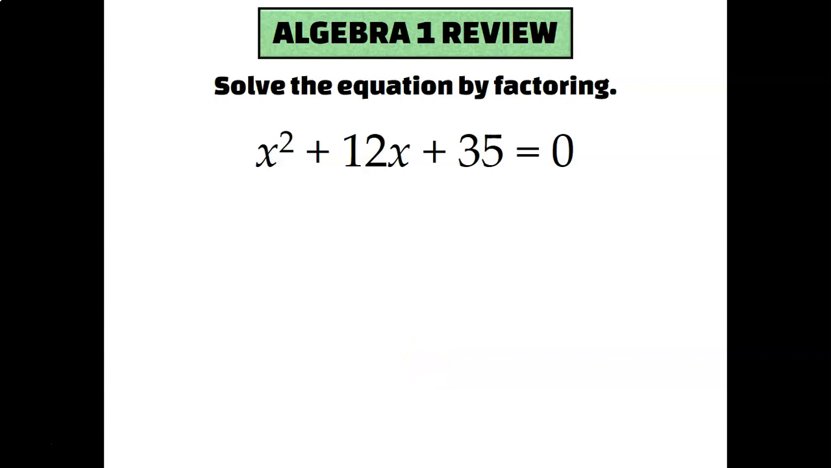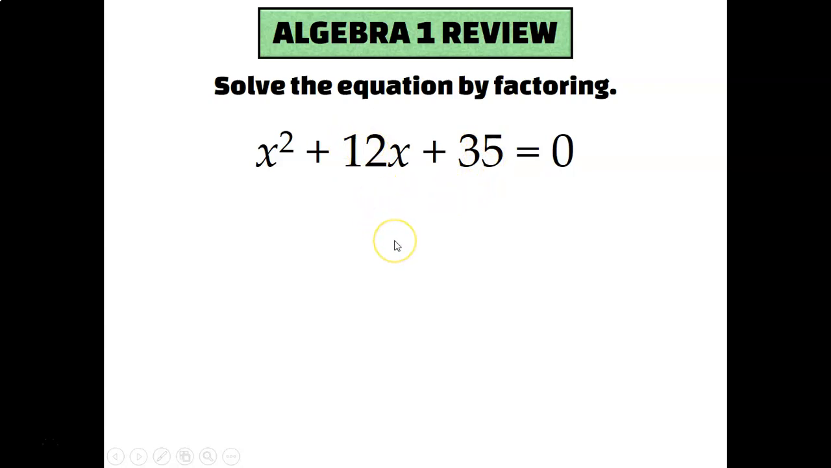Let's review the concept of factoring from Algebra 1. You're going to have to factor in order to solve an equation like this because it has an x squared and an x and a constant. Anytime you see this ax squared plus bx plus c kind of form, you're going to have to factor. In order to factor, you need to find the factors of c, in this case 35, that add up to b, in this case 12.